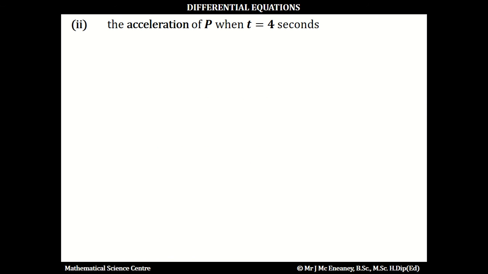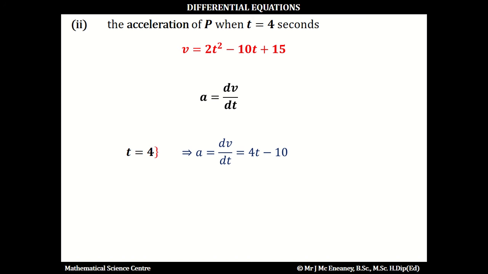So this means we now have the equation for the velocity v. So v can be written as now 2t squared minus 10t plus 15. Now in part 2 then we want to find the acceleration of P when the time is 4 seconds. So acceleration is dv/dt. It's the rate of change of velocity with respect to time. So if we differentiate, dv/dt is going to give 4t minus 10. If we put in then t is 4, this gives 4 times 4 minus 10, and this gives 16 minus 10, so the acceleration is 6.